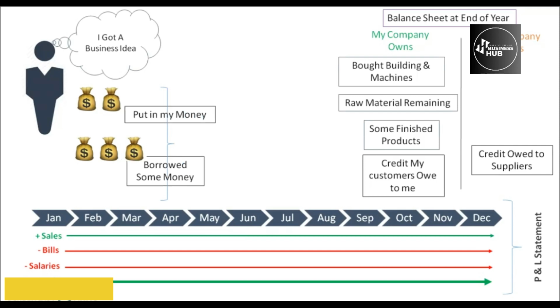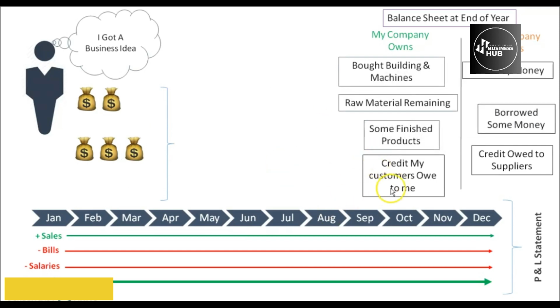Also, the money that you have borrowed from the bank is a liability. The money that you have put in is owner's equity. Your company owes that money to you. And with this, you can understand that your company is a separate entity vis-a-vis you.